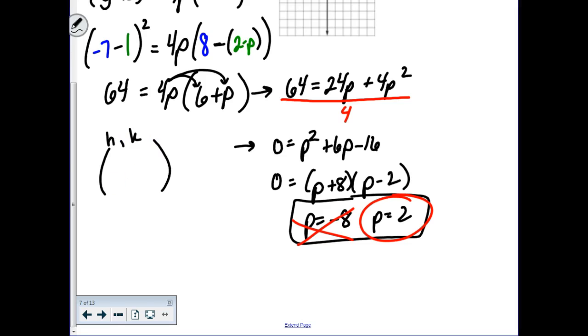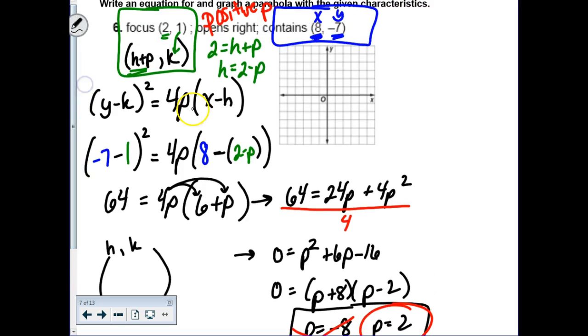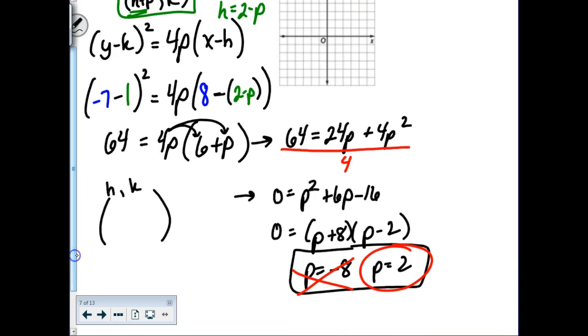It should be at, I forgot what number we're. Let's see. So h, oh boy, that's a formula, huh? It's 2 minus p. So 2 minus 2 would be 0.